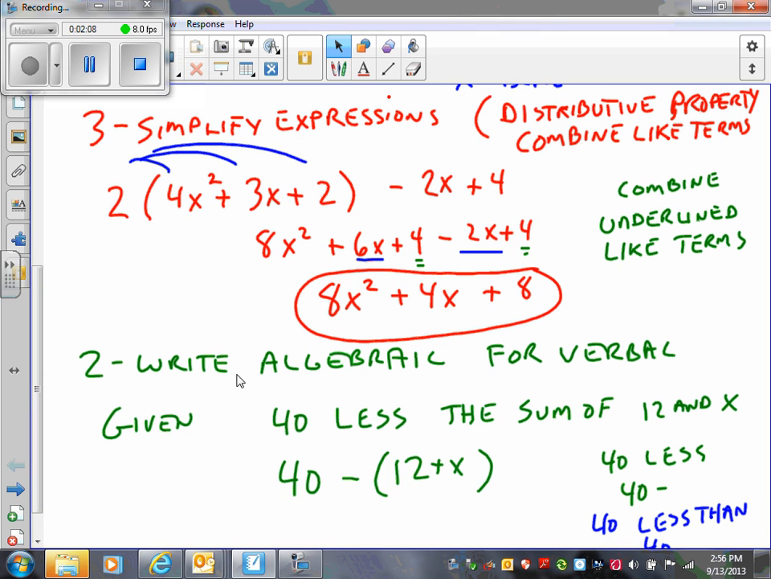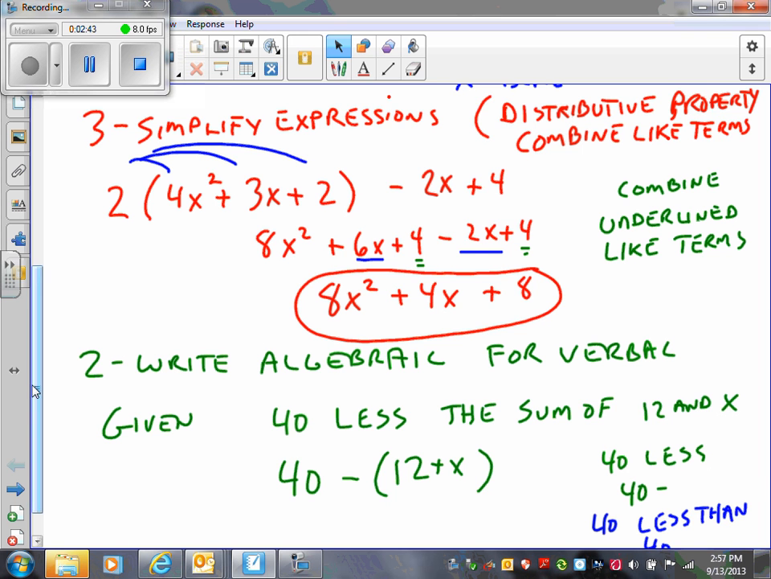We have 2, where we have to write an algebraic expression for a verbal. If I give you this, 40 less, not less than, 40 less the sum of 12 and x. 40 goes in front, because 40 less means we're taking something away from that 40. What we're taking away is the sum, which means we better see parentheses, because we have to do this sum before we do the subtraction. Then we put 12 plus x in there.